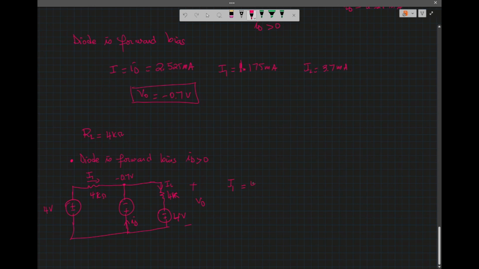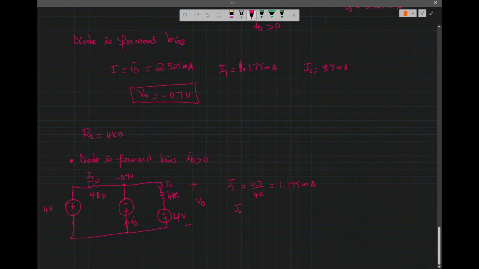So 4.7 divided by 4k is what we have before. So it's 1.175 milliamp.